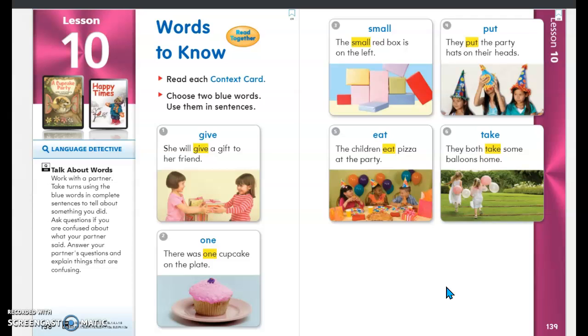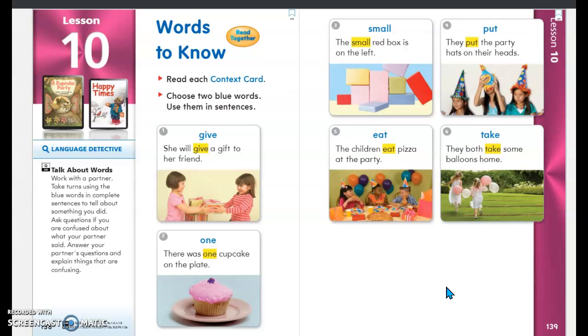So, the story of the week is called A Cupcake Party, and the first vocabulary word is the word give. In the sentence, we use the word: she will give a gift to her friend. The next word is the word one. There was one cupcake on the plate.